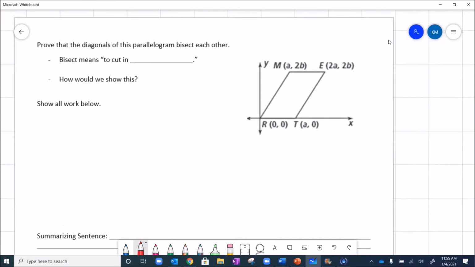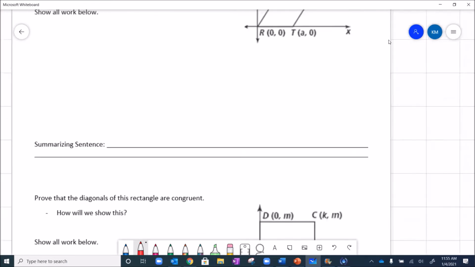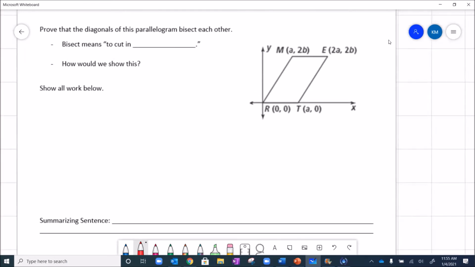All right, so here's a couple more. It says, prove that the diagonals of this parallelogram bisect each other. Okay, remember that bisect means to cut in half. So how should we do this? I would think, let's find the midpoint of both of the diagonals.